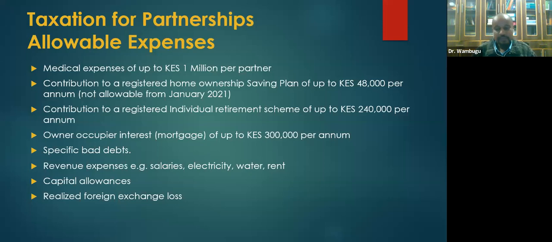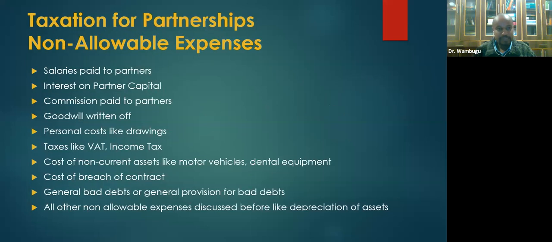A foreign exchange loss is an allowable expense. Now, which are the non-allowable expenses? So when your accountant is calculating, they will not subtract the salaries that they paid to the partners, because what we want to do is to get how much the partnership made. And then we are going to share out that between the two partners so that they can each pay tax on what they made. Okay, so this is not an allowable expense.